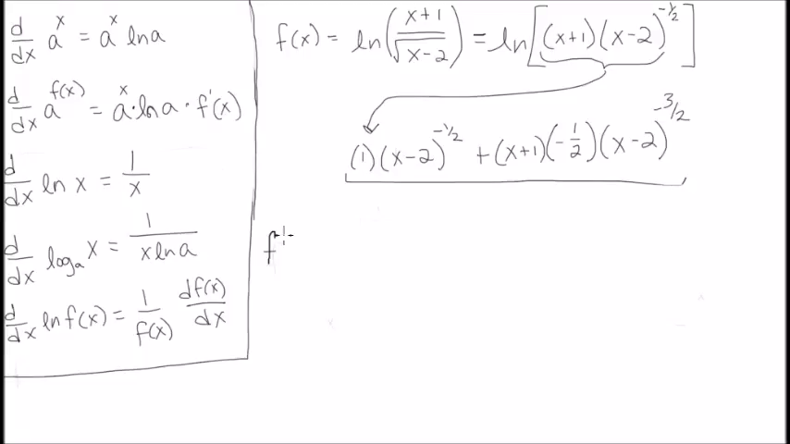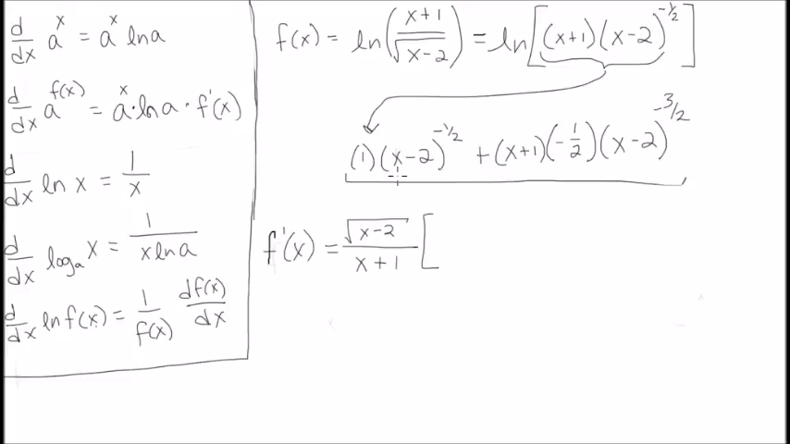I get that the derivative of f with respect to x is equal to the reciprocal of f of x. So if I look, and don't let the f of x confuse you here, this is the f of x inside of the logarithm. So I need to take the reciprocal of this fraction. I get the square root of x minus 2 over x plus 1 times this derivative that I just calculated.